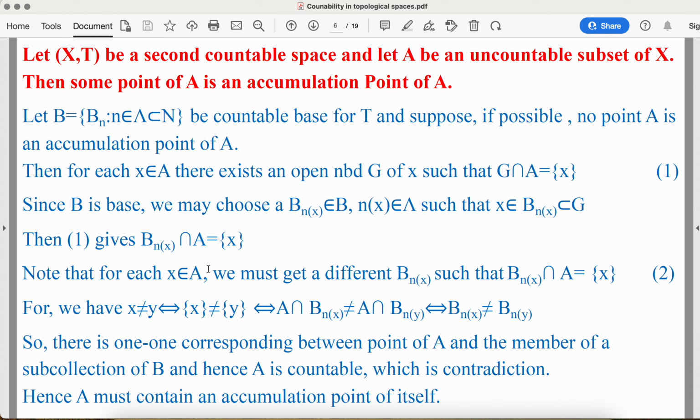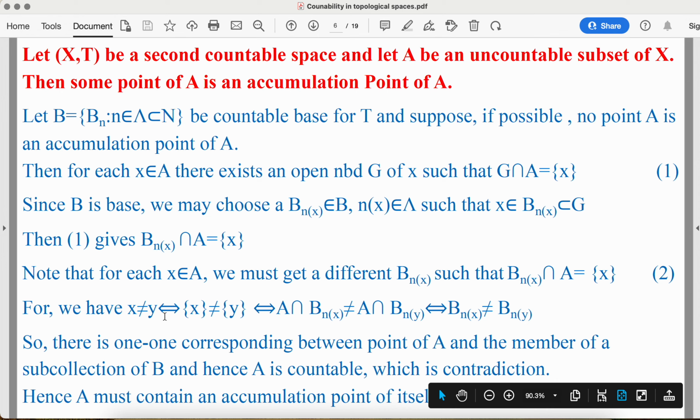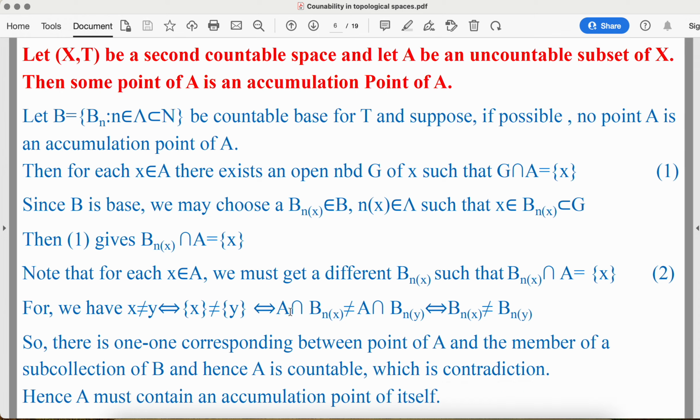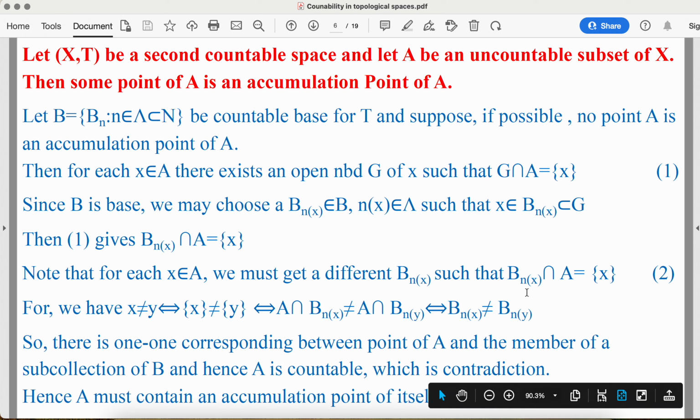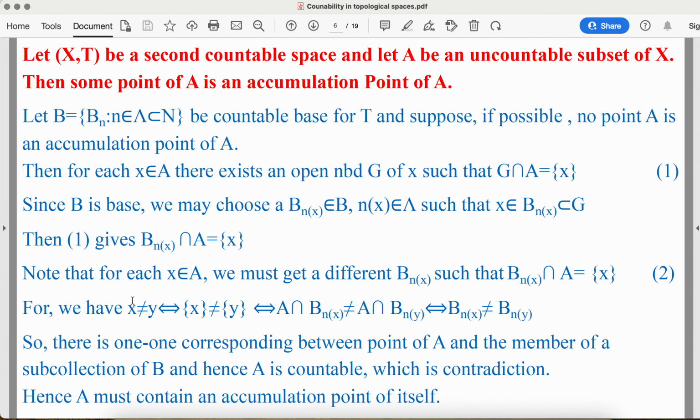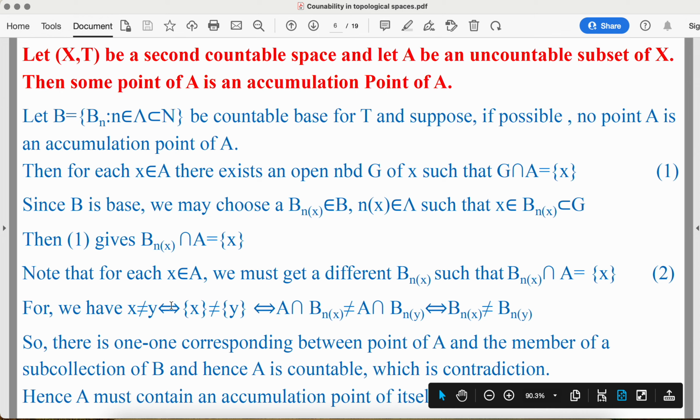Note that for each x belonging to A, we must get a different B_nx such that B_nx intersection A is equal to {x}. For we have x not equal to y. If x is not equal to y, then the singleton set {x} is not equal to the singleton set {y}. And this is possible if and only if A intersection B_nx is not equal to A intersection B_ny. And this is possible only if B_nx is not equal to B_ny. So for x not equal to y, we have shown that B_nx is not equal to B_ny, and this is true both ways. It means if B_nx is not equal to B_ny, then x is not equal to y. So there is a one-one correspondence between points of set A and members of a subcollection of B. It means A is countable.